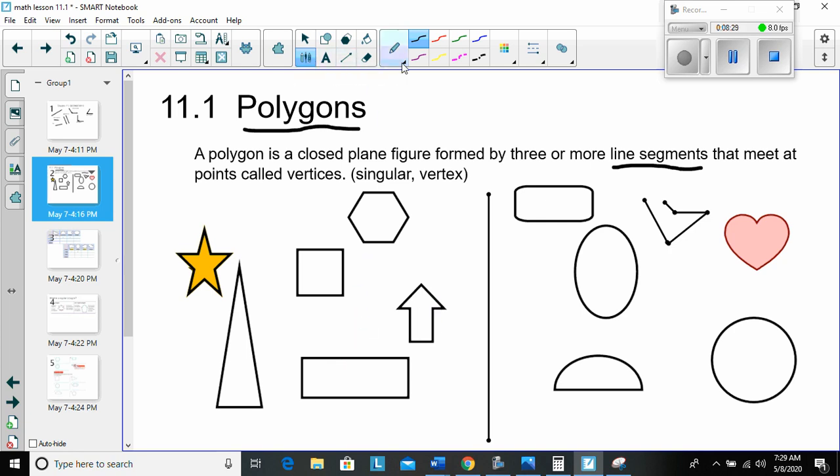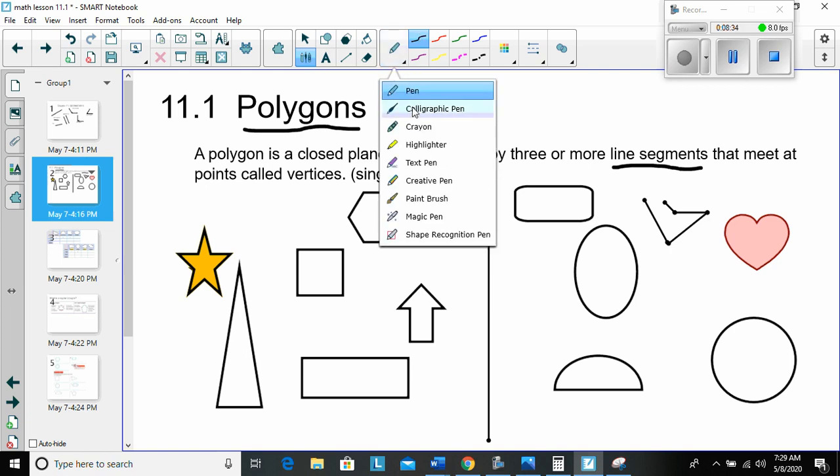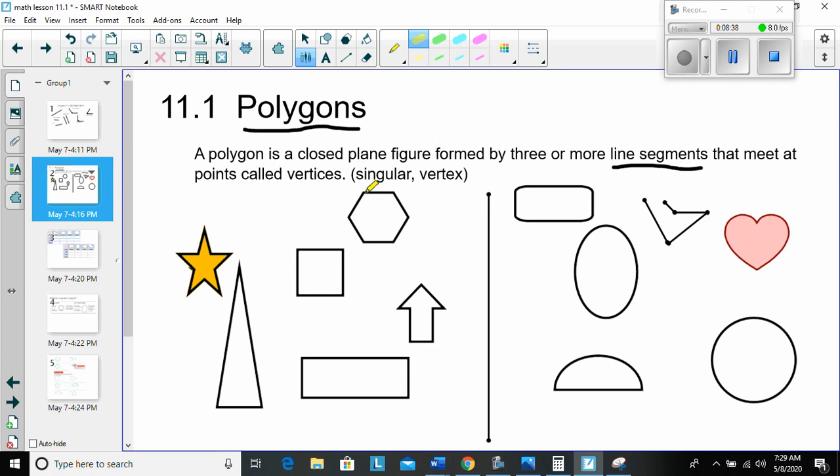And then just to review, the vertices are where the lines meet. So this shape up here is a polygon. It has straight lines all the way around, and then they are meeting at these points. These points are the vertices. This shape in particular has lots of points, 6 points actually. So this shape has 6 vertices. We're going to go over that very soon also.